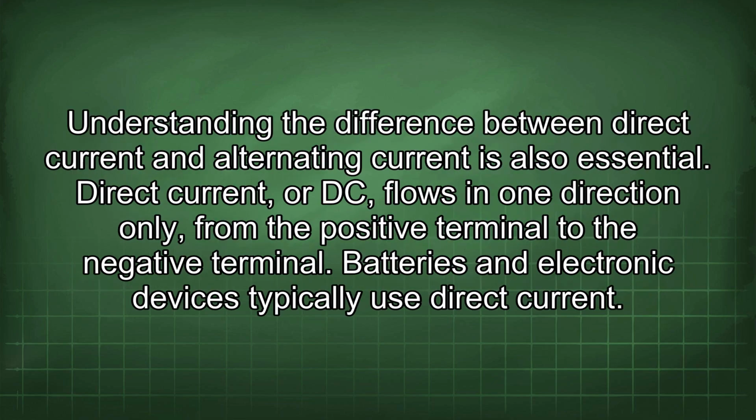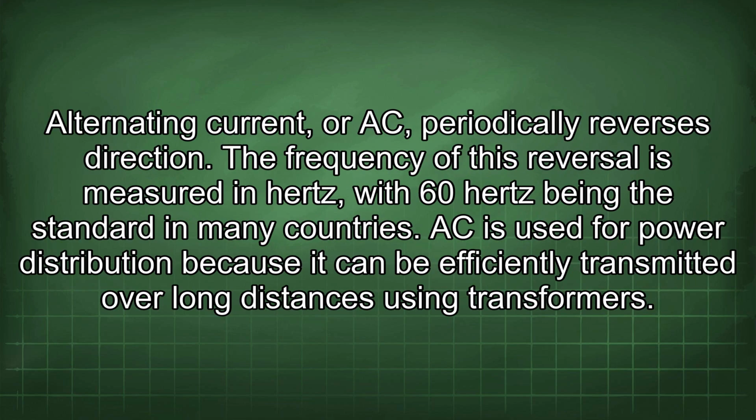Understanding the difference between direct current and alternating current is also essential. Direct current, or DC, flows in one direction only, from the positive terminal to the negative terminal. Batteries and electronic devices typically use direct current. Alternating current, or AC, periodically reverses direction. The frequency of this reversal is measured in hertz, with 60 Hz being the standard in many countries.